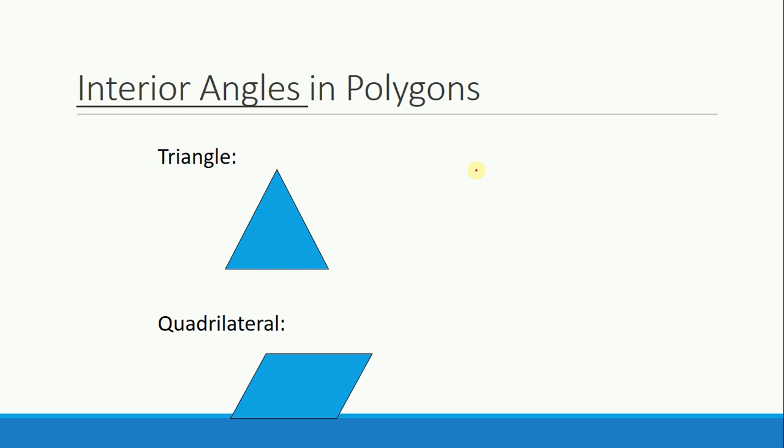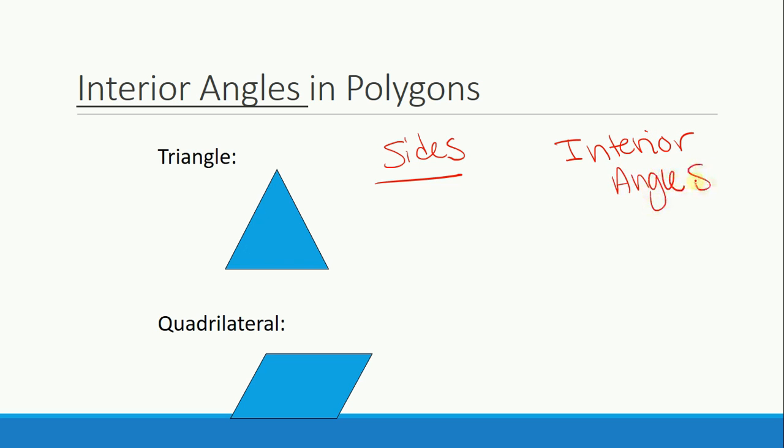Now, in a triangle, we knew that the interior angles equal 180. We're going to need to know how to get that for shapes that have more than just three sides. So I'll put a little note here. We've got sides and then interior angle sum. So how much do they add up all together?